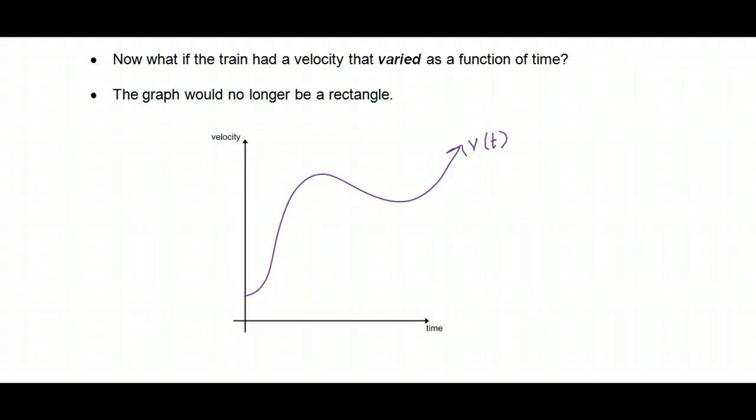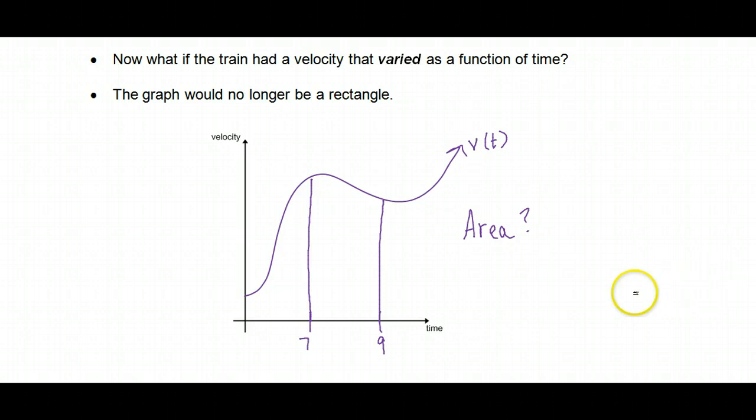Okay, so I can still look at from 7 to 9 in the morning, but it's no longer a rectangle. So we want to look at, is there a way to figure out this area? Because if we can figure out this area, we will have the total distance traveled.